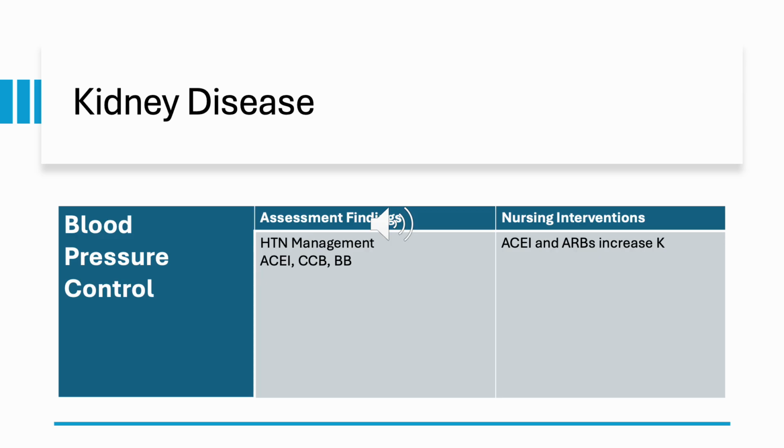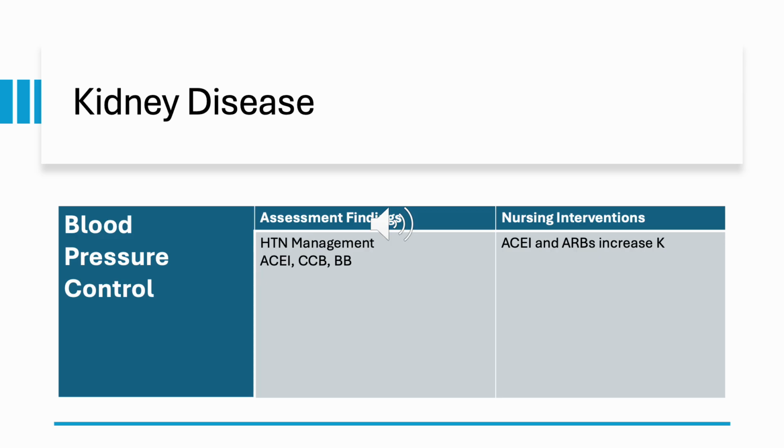B stands for blood pressure control. And this is kind of a chicken and egg situation because having uncontrolled hypertension is probably one of the main drivers of kidney disease. But also kidney disease causes high blood pressure. So patients with kidney disease need very good hypertension management. Oftentimes they're put on an ACE inhibitor early to decrease protein loss in the urine, and also help with blood pressure. They can be prescribed calcium channel blockers and beta blockers as well.